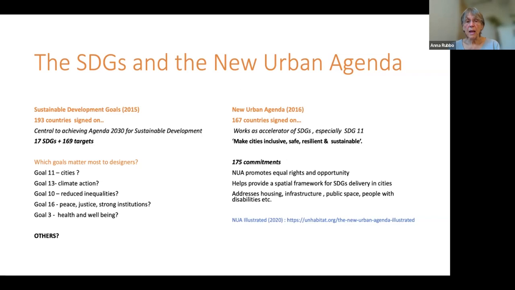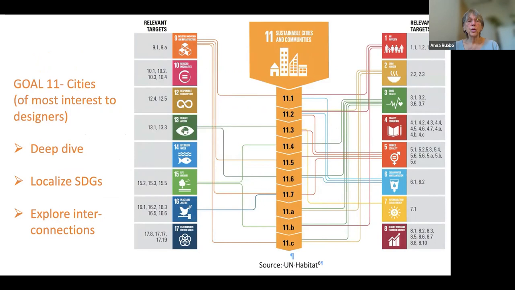So I just want to take you to another slide, which focuses in on goal 11, sustainable cities and communities. And this has been the goal that's been of most interest to designers. And yet, if we look at it, we start to see that there's an interconnection between all those goals. And it's that interconnection that, to take a deep dive into these goals, to think about how these goals might be localized and to explore the interconnections between these goals. And I hope this is some of what we're going to do today.